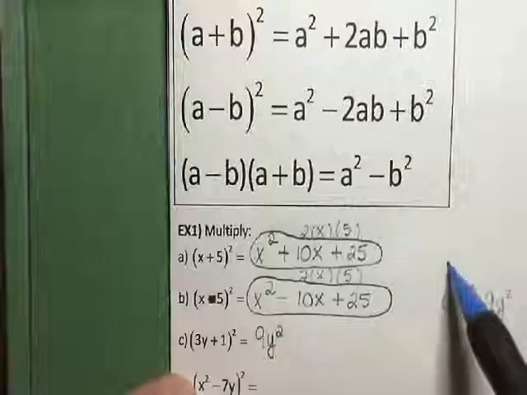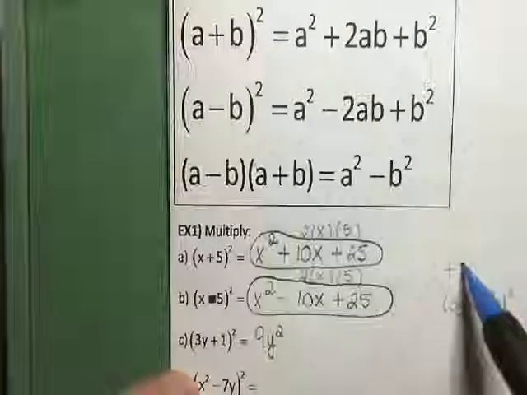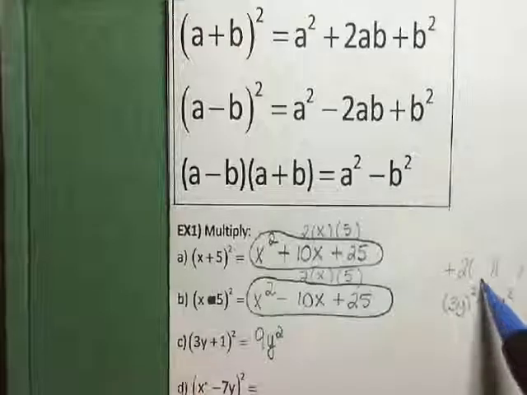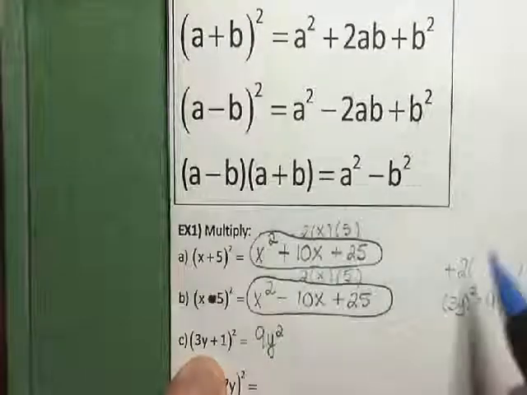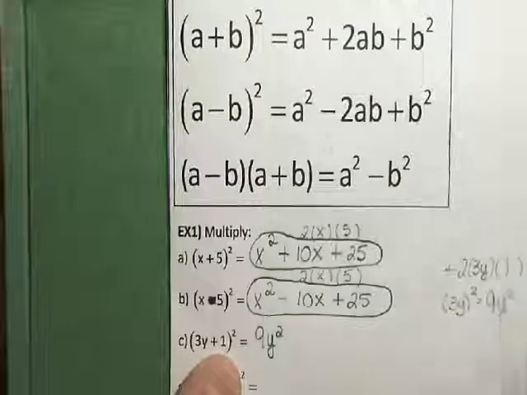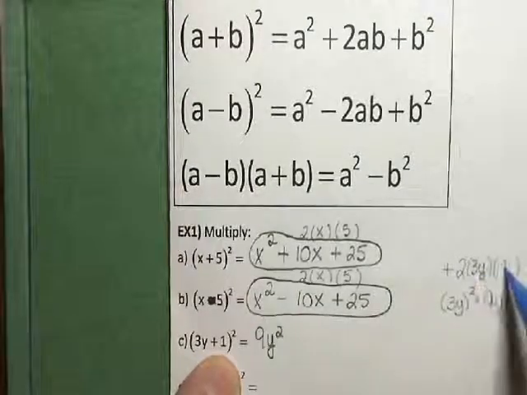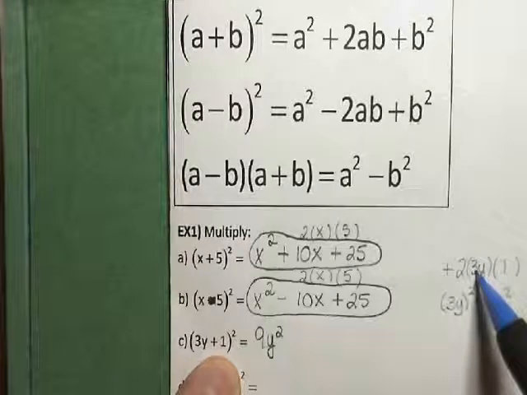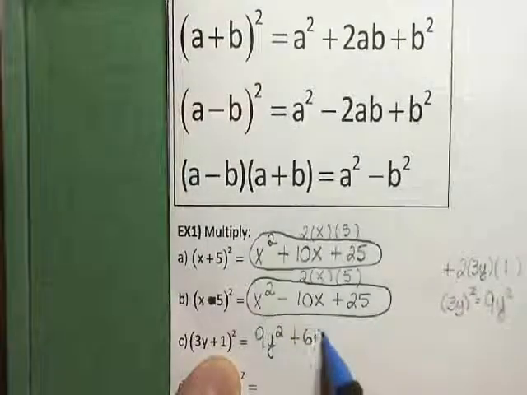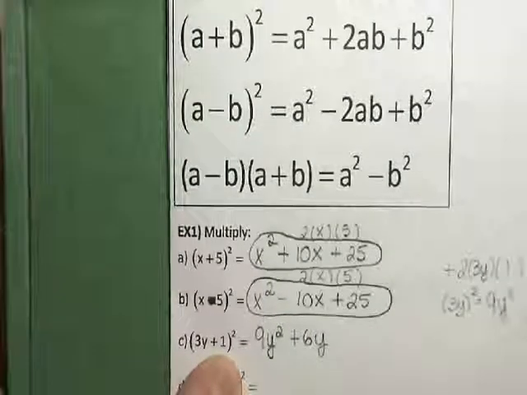Then according to the formula, I'm going to put a plus, and I'm going to do 2 times the first times the second. Well, according to this, what is my first? My first happens to be 3y, and my second term happens to be 1. Now if I multiply these, 2 times 3y is 6y, times 1 is positive 6y. Okay? Alright?